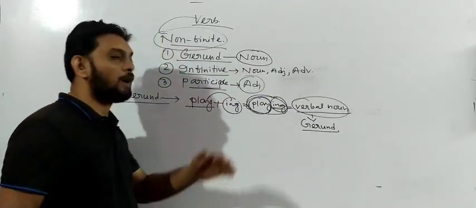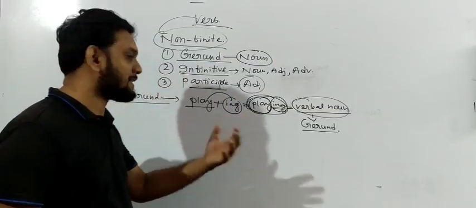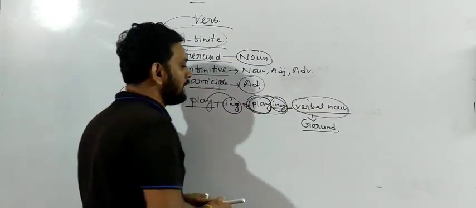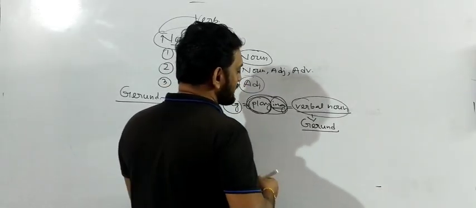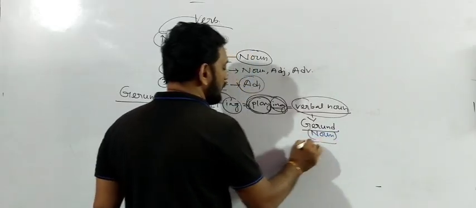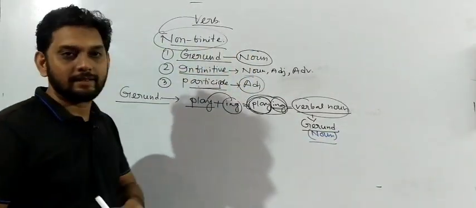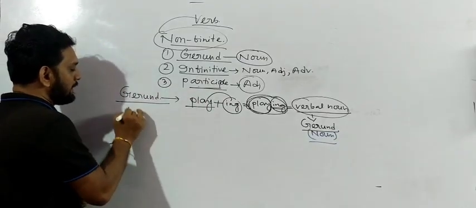Now the question is, how does this word act as a gerund of a sentence? Let me tell you something. One thing you should always remember: the gerund always acts as a noun of a sentence. Now how does it act? Let me give an example. Now write down along with me.